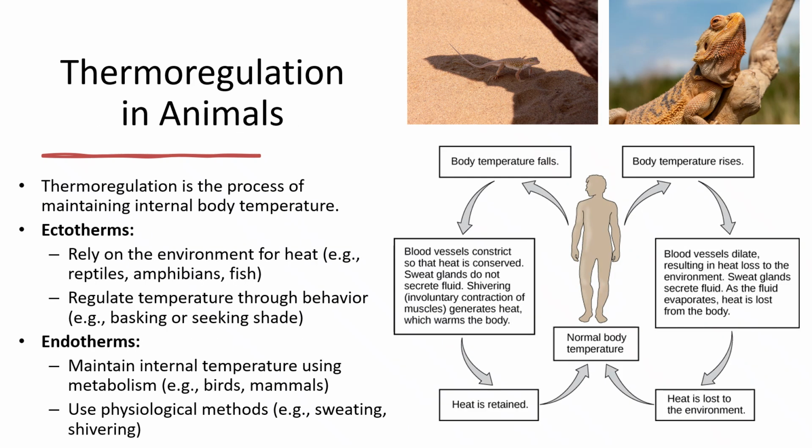Thermoregulation keeps body temperature within a safe range. Ectotherms, like reptiles, amphibians, and fish, rely on the environment for heat and regulate through behavior, basking in the sun or seeking shade. Endotherms, like birds and mammals, use metabolic heat and physiological methods such as sweating or shivering to maintain temperature.